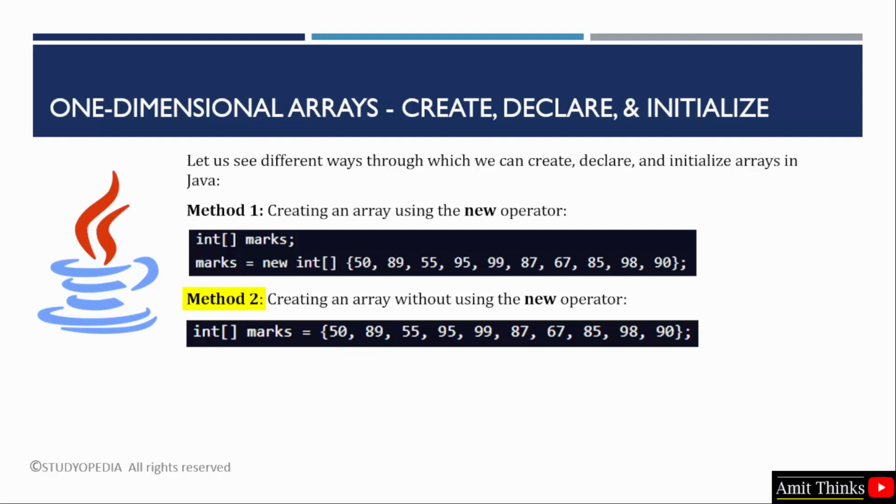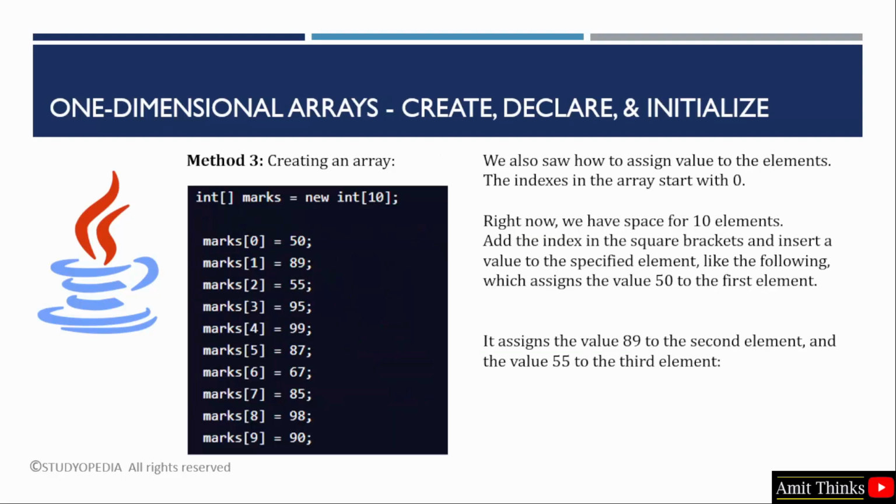If you don't want to use the new operator, you can just use the second method and add the values in a single line. Here we did not mention the size. Why? Because we have initialized in a single line. Then comes method 3. In this we have mentioned the size. Can you see 10 here? Yes. Since we are initializing each and every element one by one, we need to mention the size so that the flow of execution understands that we have 10 elements in our array.